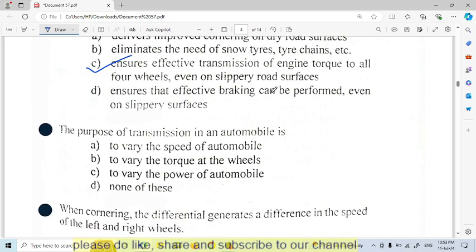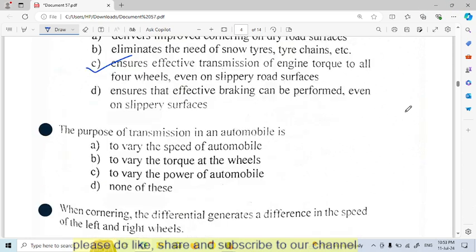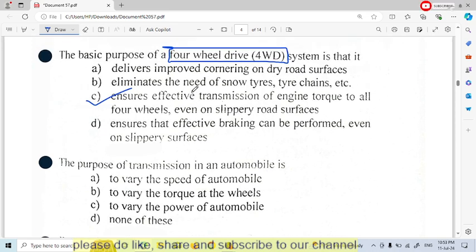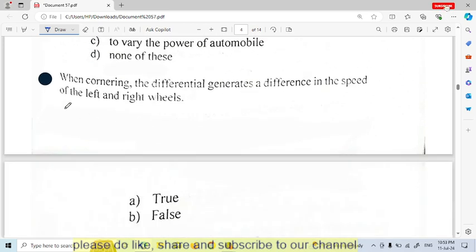Okay. In the previous class we discussed four-wheel drive, what is the meaning and what is the importance. Okay. If you haven't seen the previous lecture, please see it in the playlist. Okay. Next, the purpose of transmission in automobile is to vary the torque at the wheel. So option B is the correct.